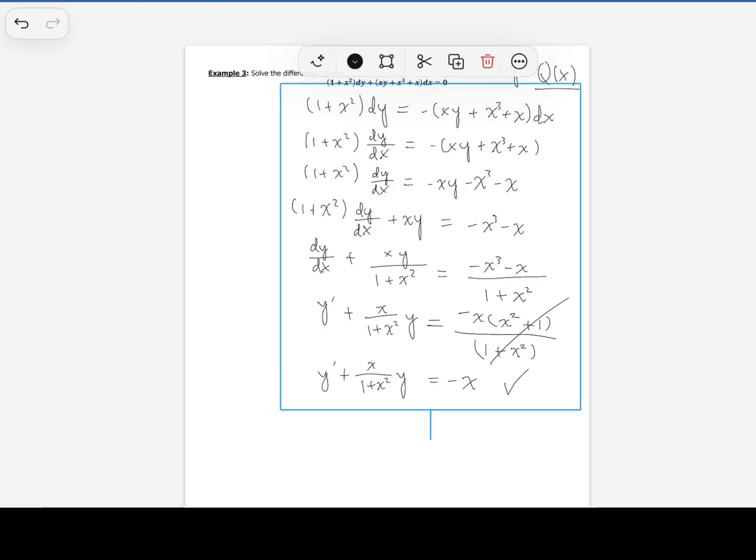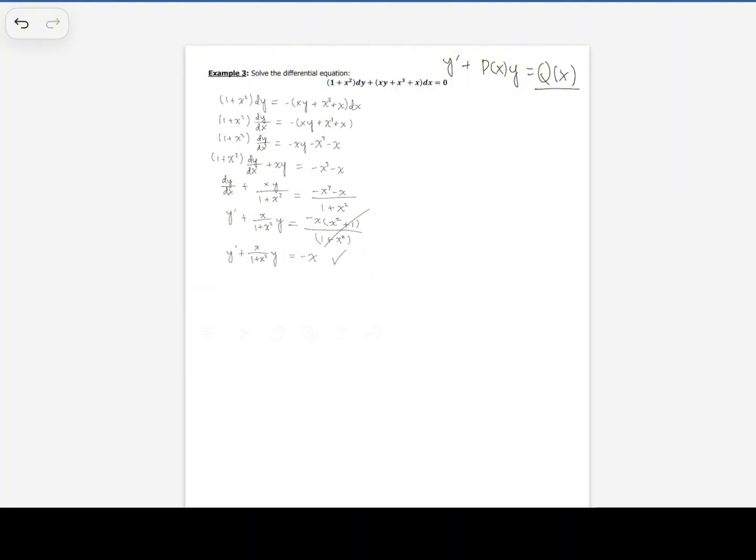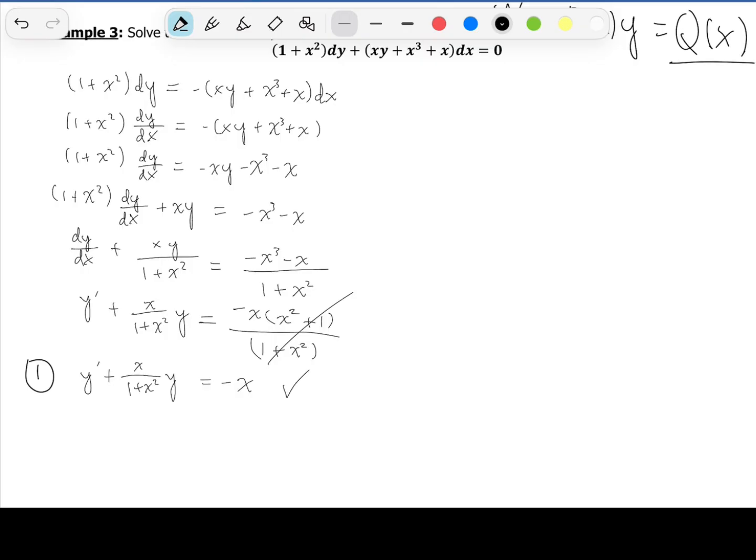Let me make this smaller so we have room to actually do the problem. Okay, step 1, get it into standard form, done. Step 2, let's find I of x. And I of x equals e to the integral of x over 1 plus x squared dx, because this guy, this is our p of x.